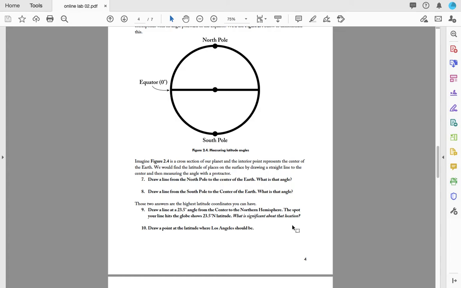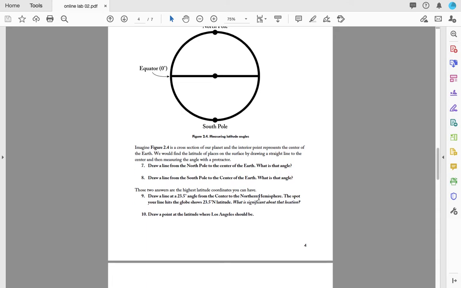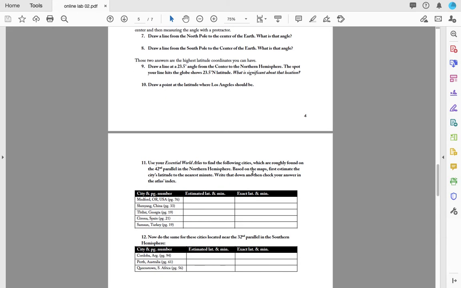Try to figure it out. Look in your textbook, look online, and so on. But 23 degrees north, that has significance. So that should be relatively easy to figure out. Okay, so that's how that works.